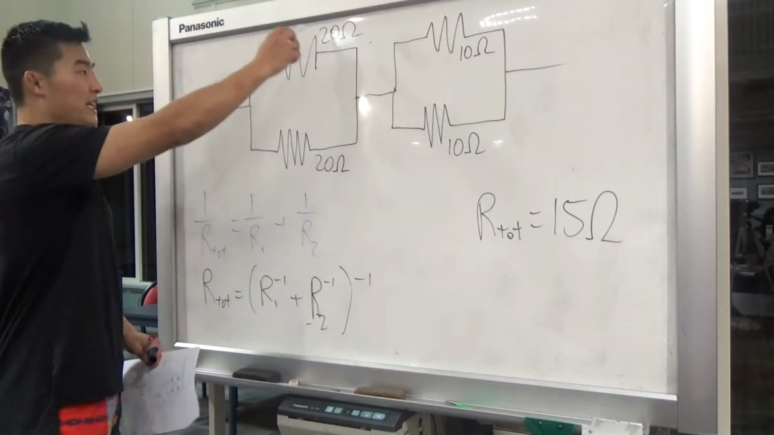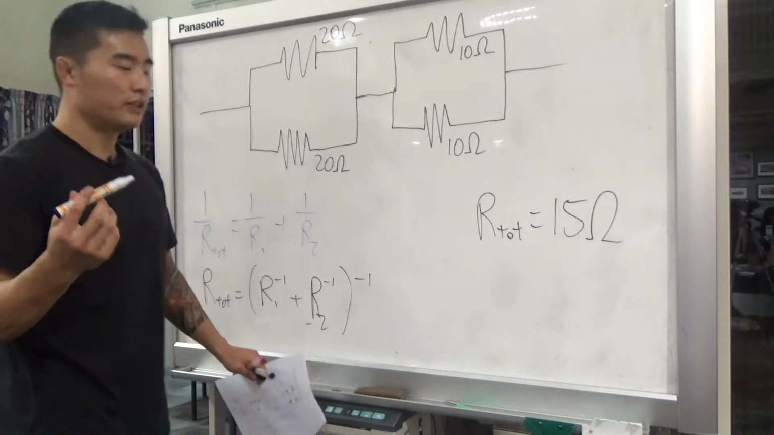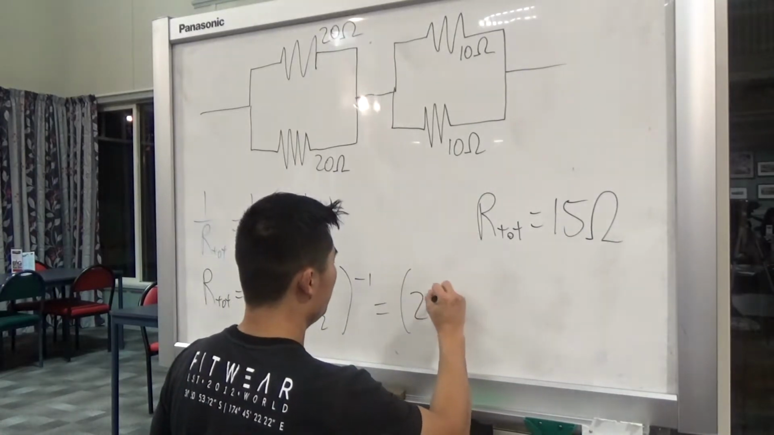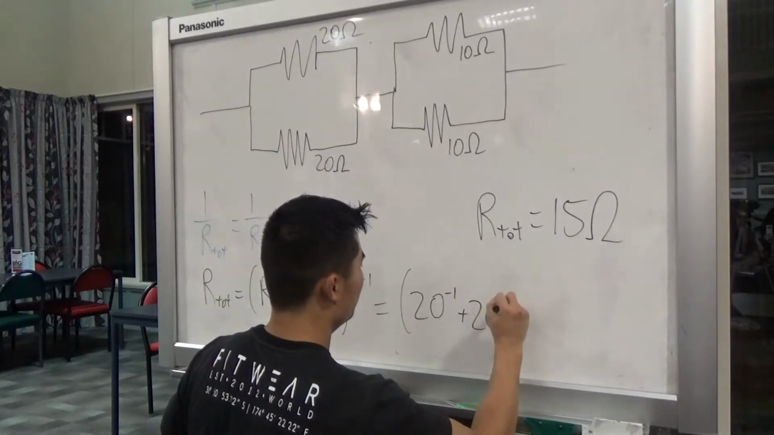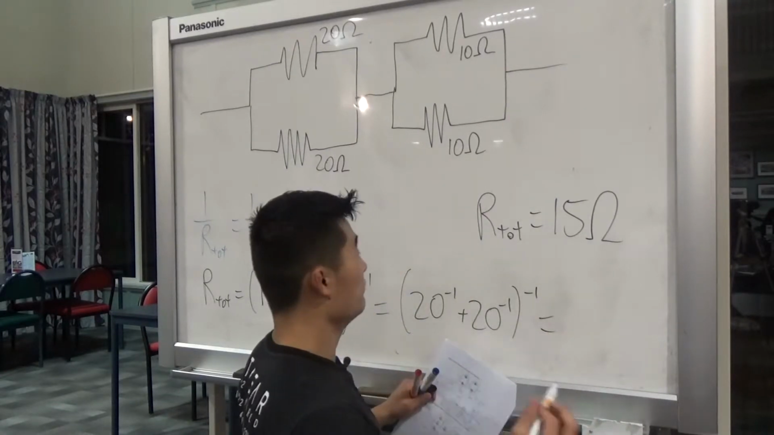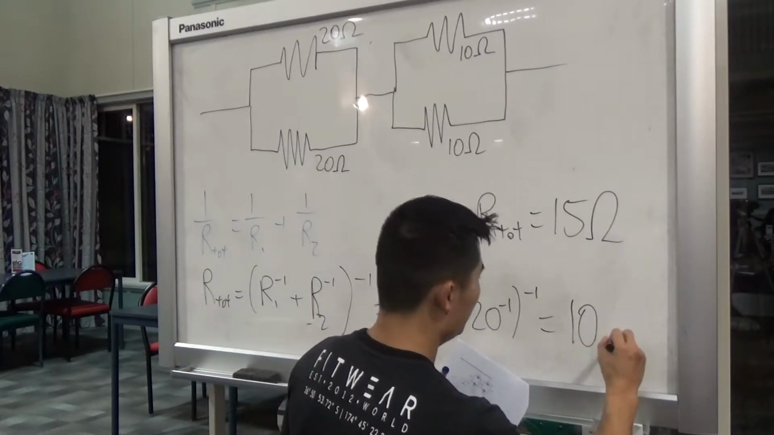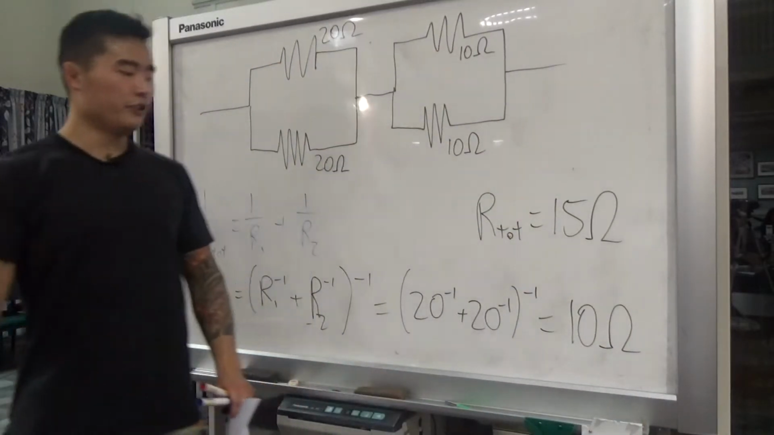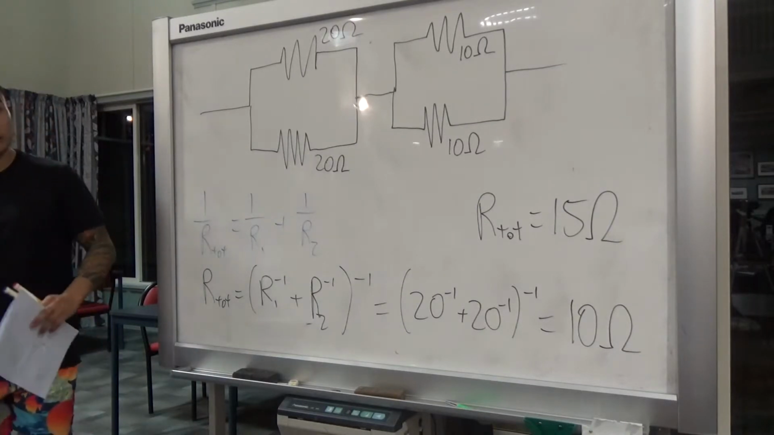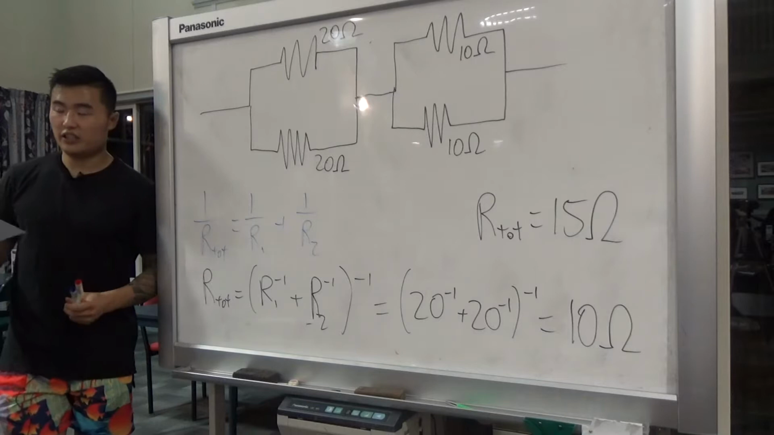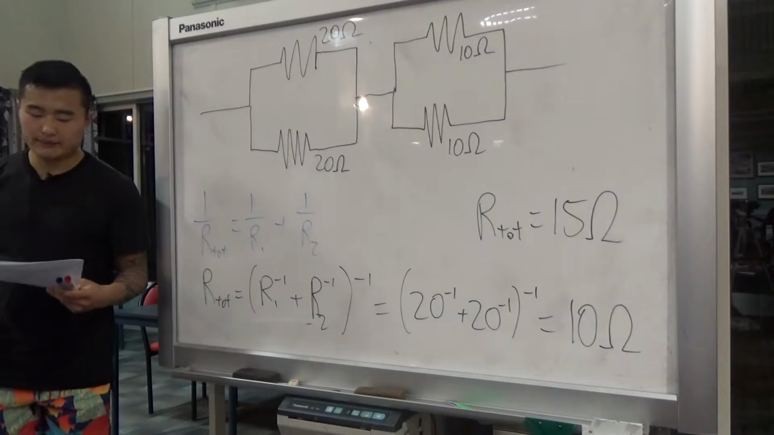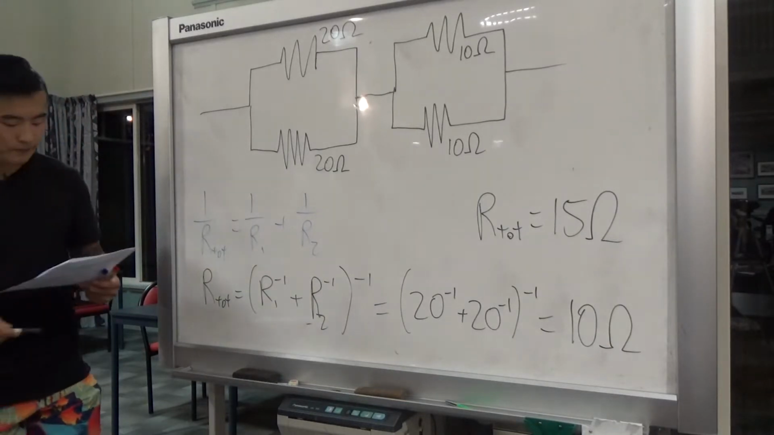So then if you wanted to calculate that one the long way just to prove it, you could go 20 to the negative 1 plus 20 to the negative 1, all of that to the negative 1, and that would give you 10 ohms. So you can do that just to prove it to yourself that it's actually true, okay? But once you know that, in the exam you shouldn't have to do that, and you can just say, well, there's two in parallel and they're both the same value, so I'm just going to halve it, okay?